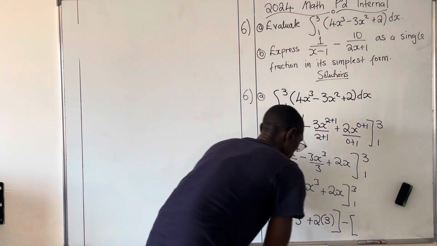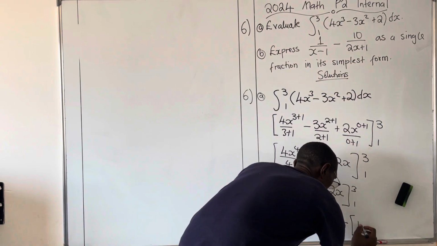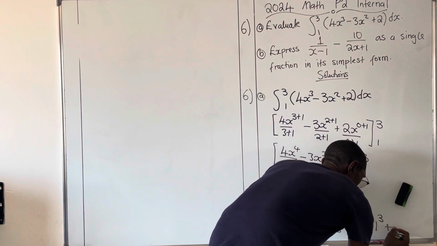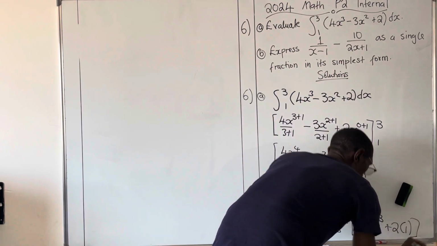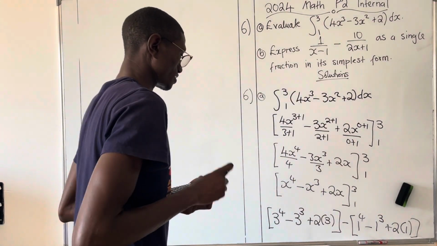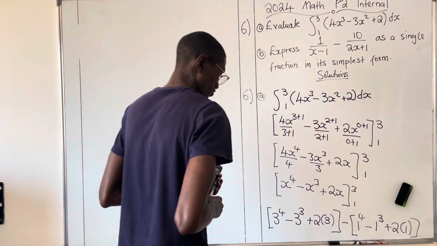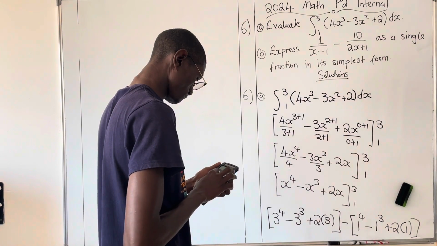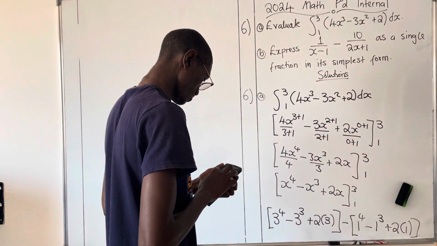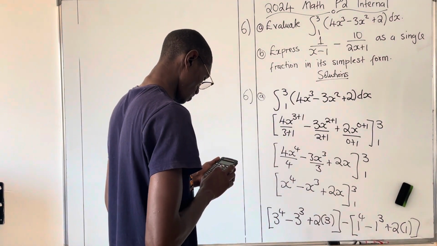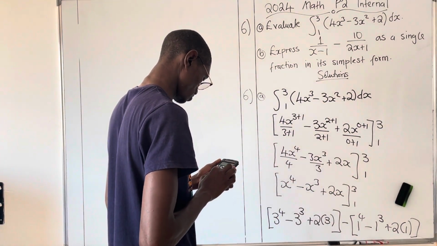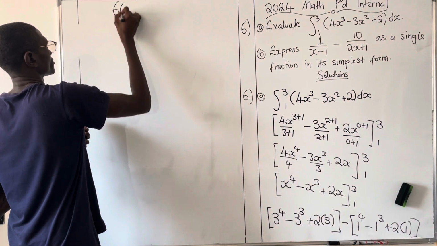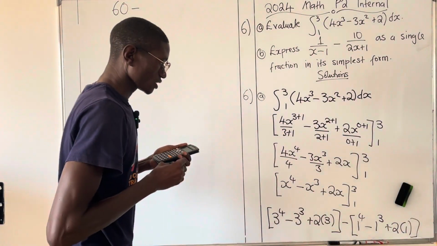In the second bracket, wherever there's x, we're substituting a 1. So it's going to be 1 to the power 4, minus 1 to the power 3, plus 2 in brackets, we have the 1, we close. Then we can go ahead and simplify. We're going to punch these values in: 3 to the power 4 minus 3 to the power 3, and then plus 2 in brackets, we put a 3, close. This bracket is giving me a 60, so I'll write my 60 from here, minus the second bracket.